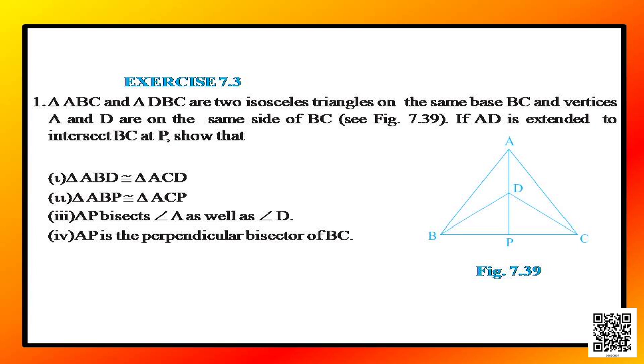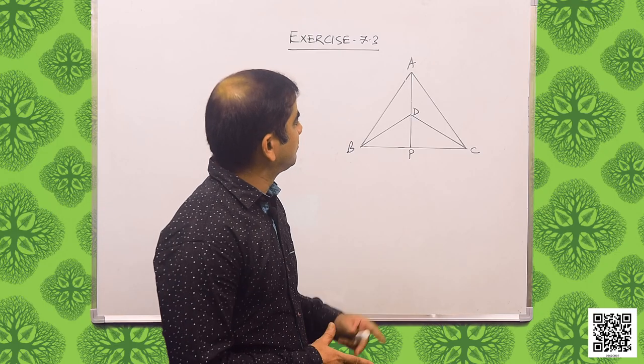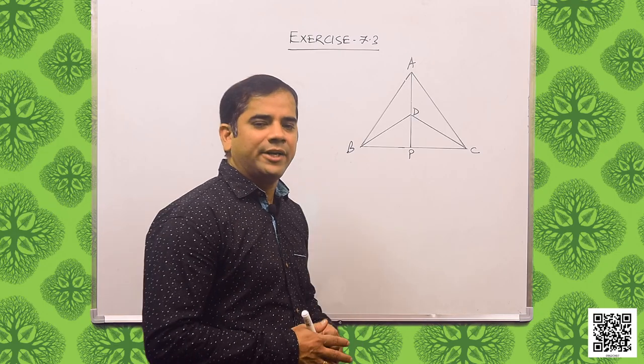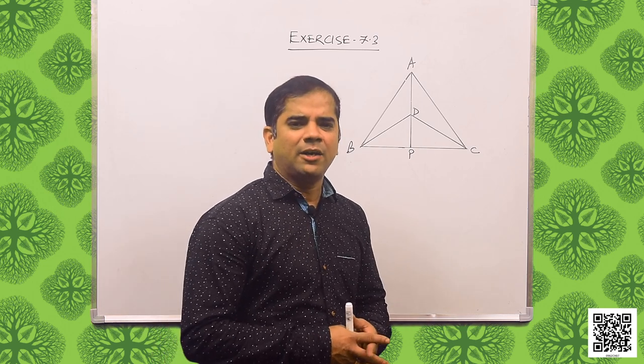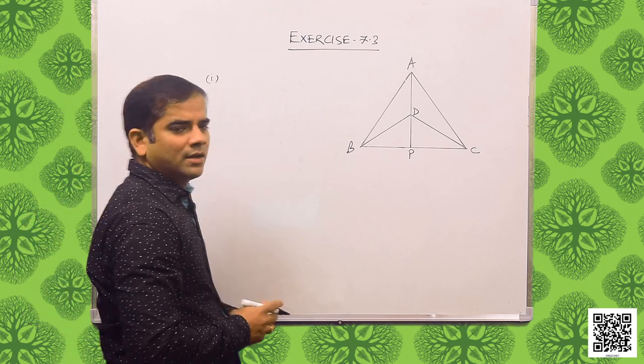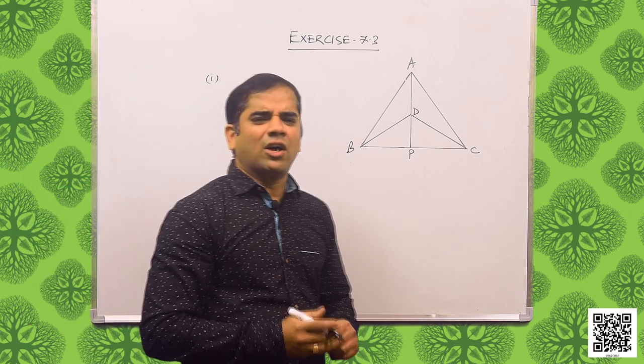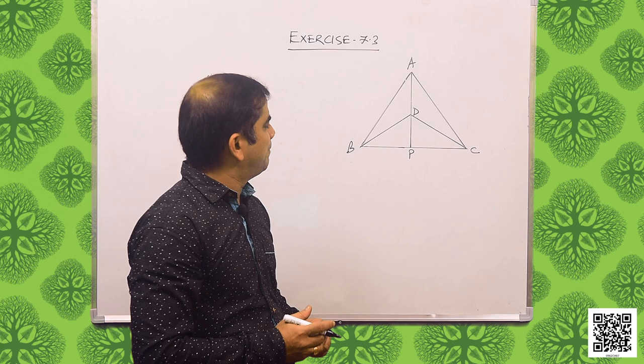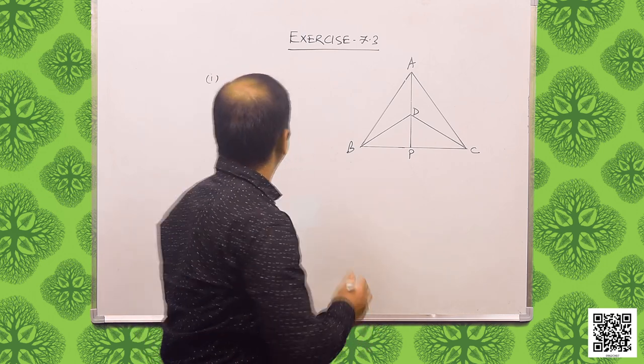If AD is extended to intersect BC at P, show that triangle ABD is congruent to triangle ACD, triangle ABP is congruent to triangle ACP, AP bisects angle A as well as angle D, and AP is the perpendicular bisector of BC. So, we need to prove all these things. So, let me draw out the diagram first, then we will go for the solution. Okay? So, students, as it is given in your book, I have drawn the same diagram over here. Now, let us discuss the solution. Let us now consider triangle ABD and triangle ACD.